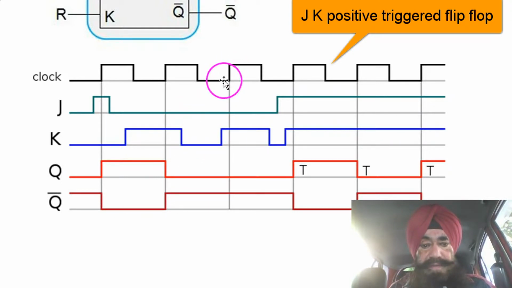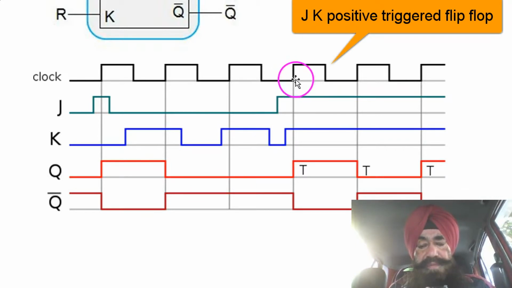Coming here, this leading edge comes. Here J is low and K is high. J is low and K is high. Again the same, Q is low and Q complement is high.